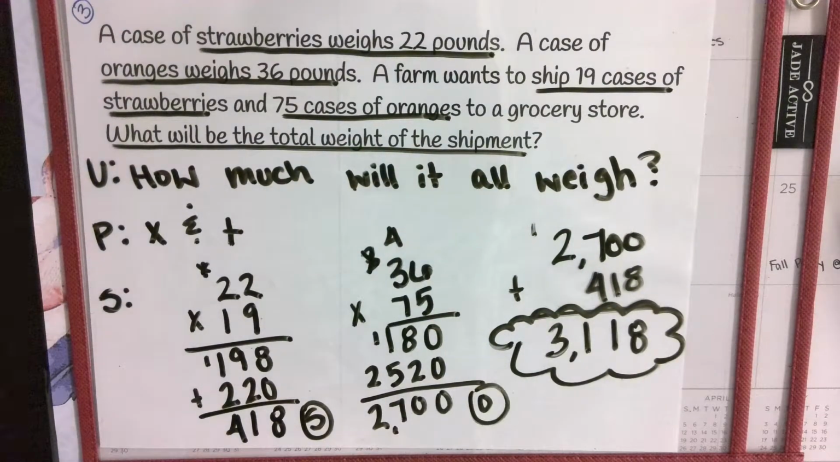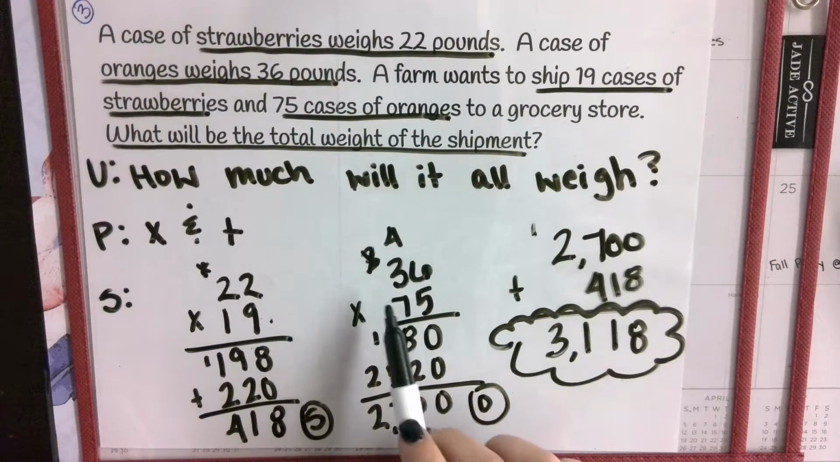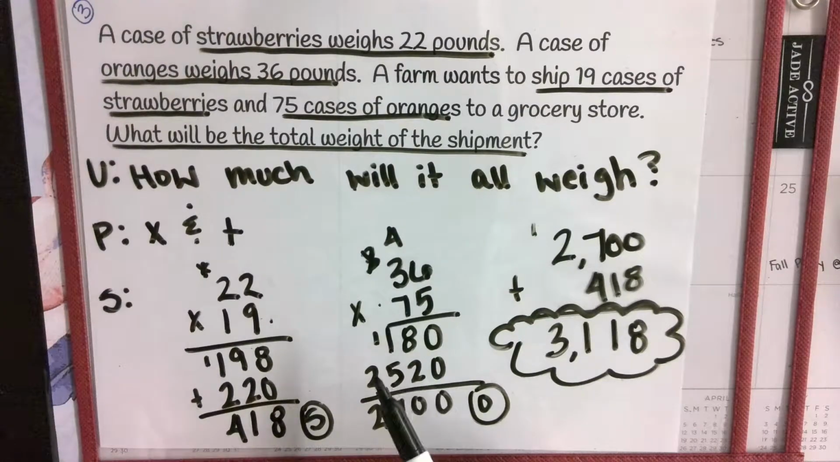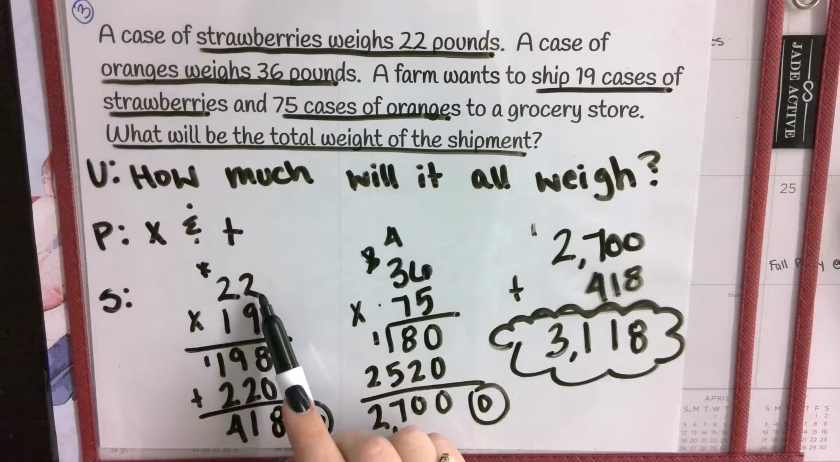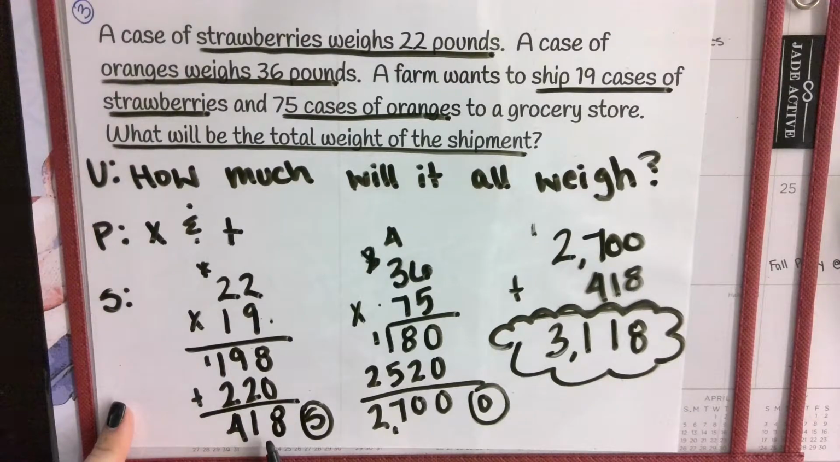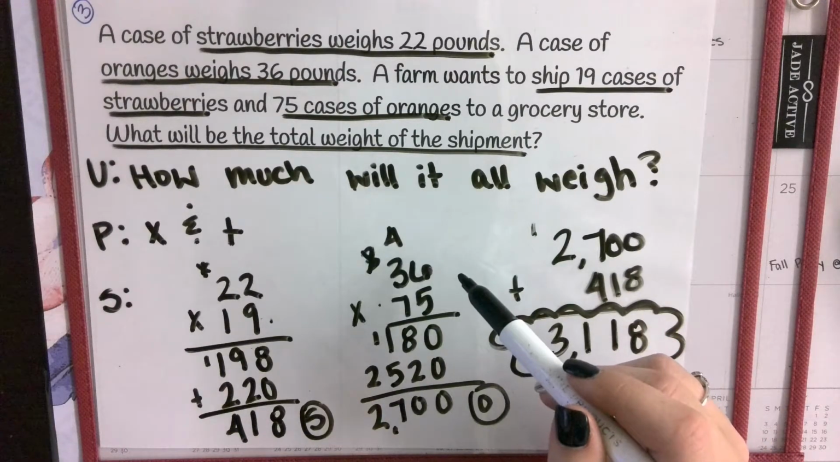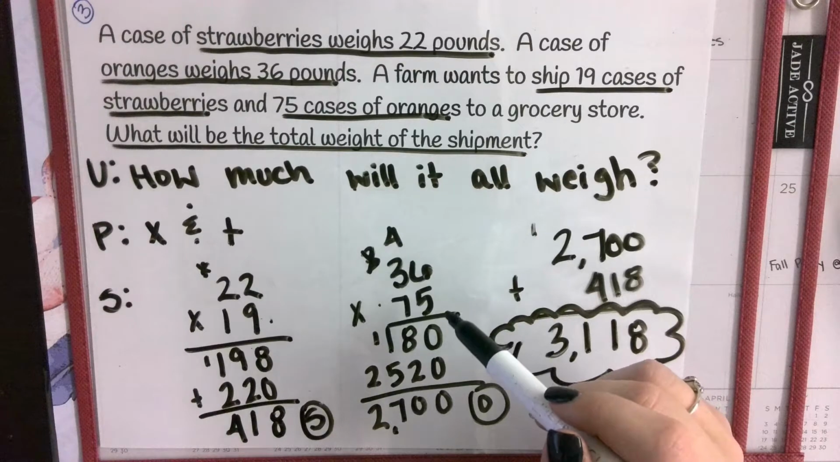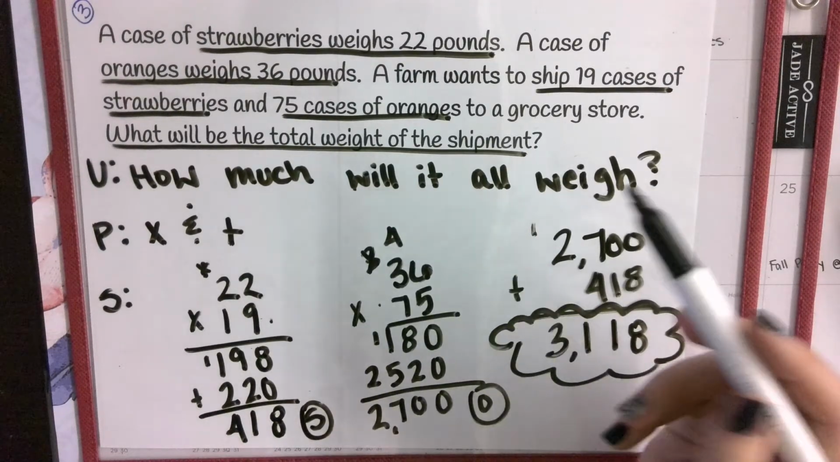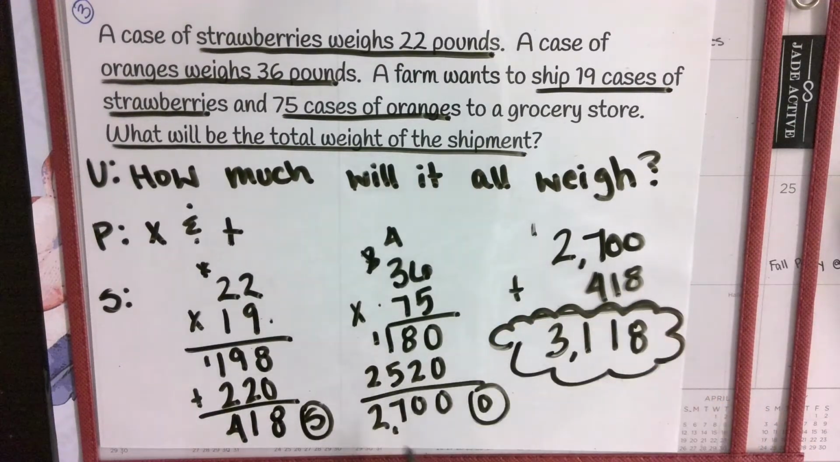And then there's a variety of ways that they could have checked their work. They could have used the area model to resolve these, or they could have used estimation. So 22 is kind of close to 20, 19 is kind of close to 20, so 20 times 20 is 400. 418 is pretty close to 400, so that's probably right. And then the same thing with it here. 36 is pretty close to 40, 75 is kind of close to 70. Multiply those together, and then it would get kind of close to our final answer.